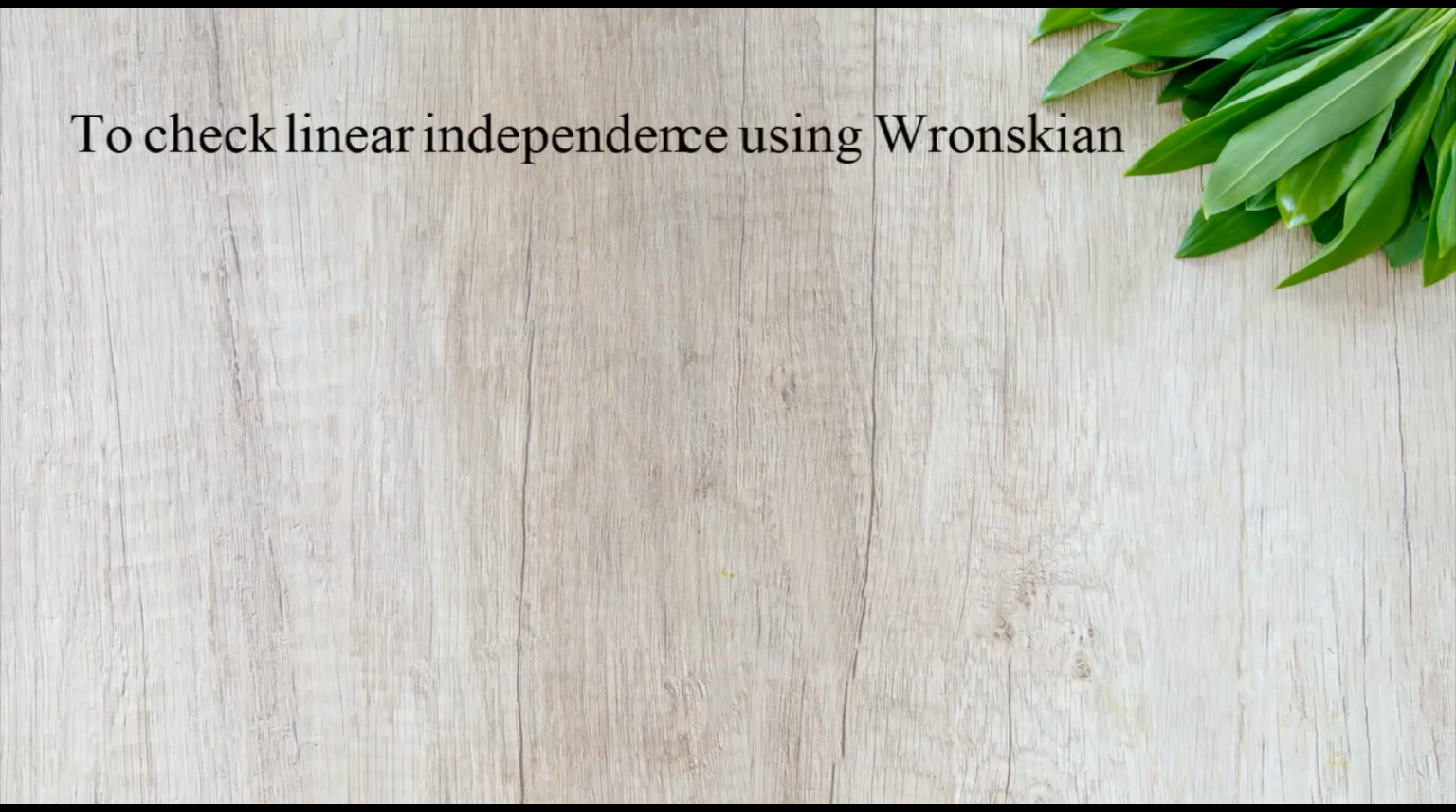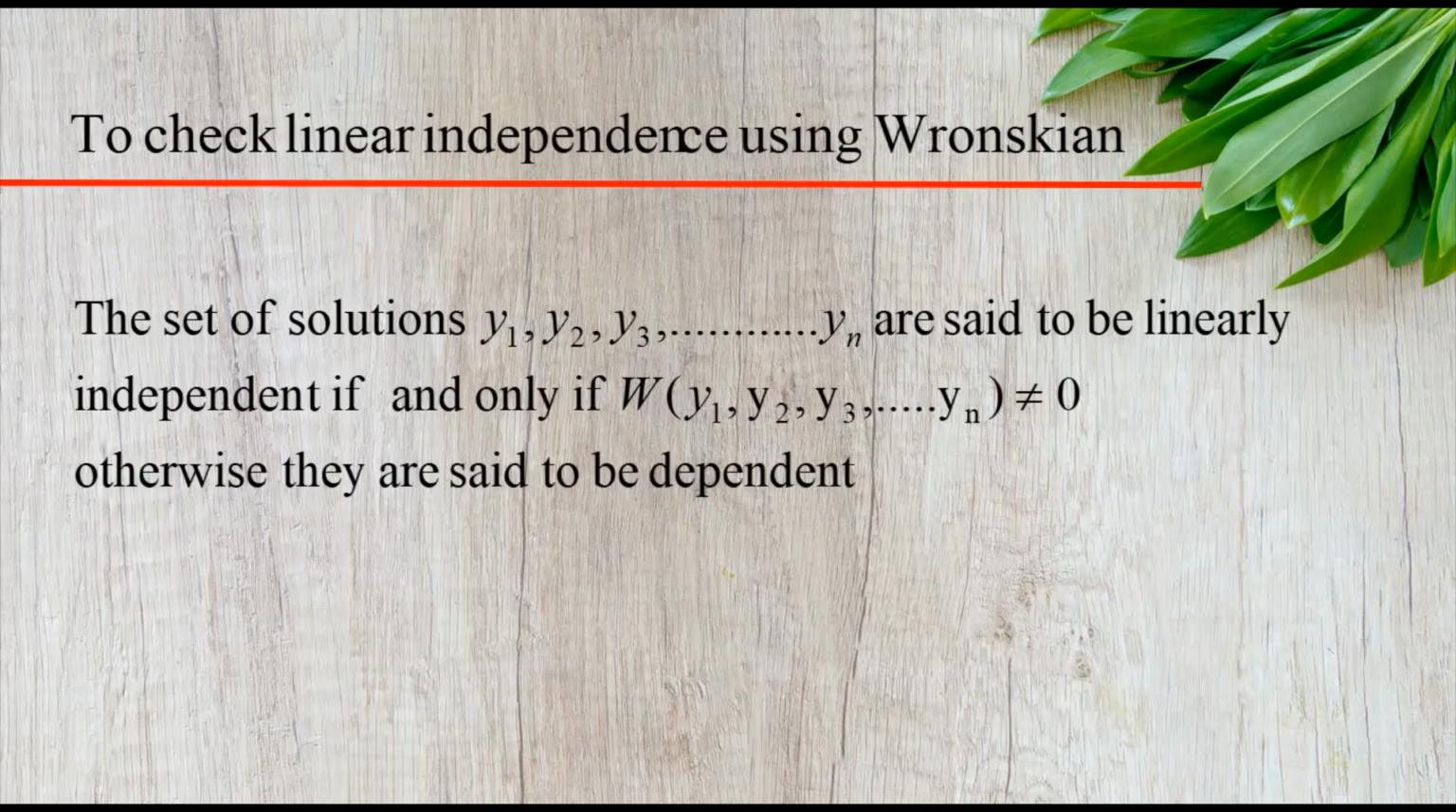To check linear independence using the Wronskian, find the Wronskian of those functions. If it is not equal to 0, then we can say those functions are linearly independent, otherwise they are said to be dependent.